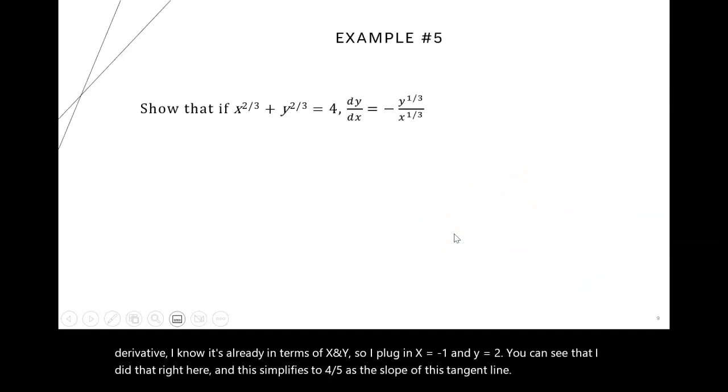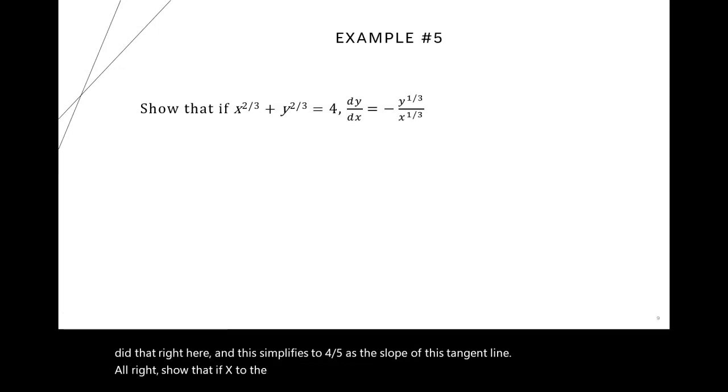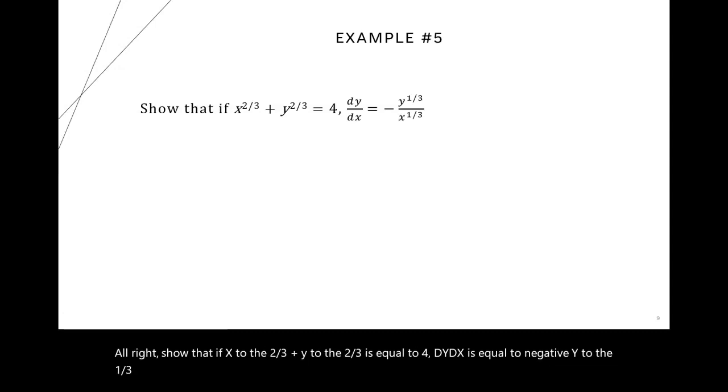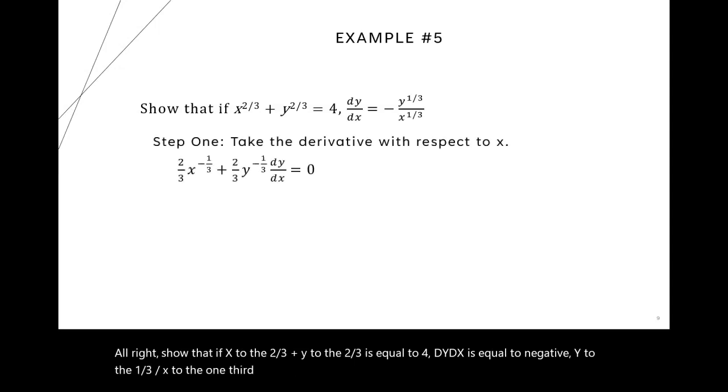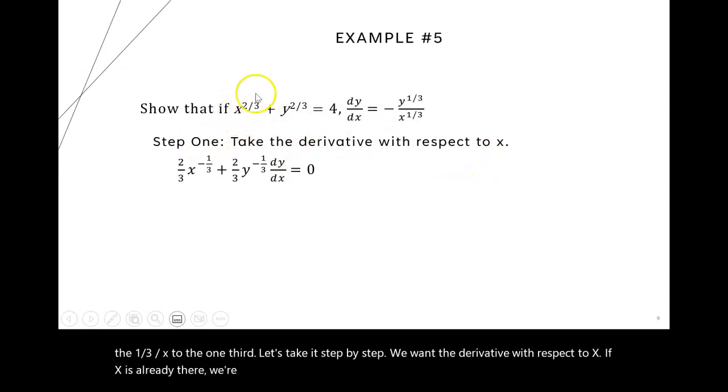All right, show that if x^(2/3) plus y^(2/3) is equal to 4, dy/dx is equal to negative y^(1/3) over x^(1/3). Let's take it step by step. We want the derivative with respect to x. If x is already there, we're already respecting it. So the derivative of x^(2/3) is 2/3 x^(-1/3).